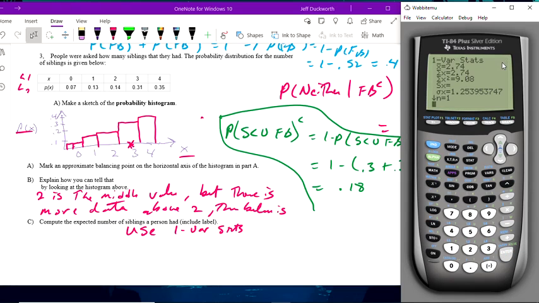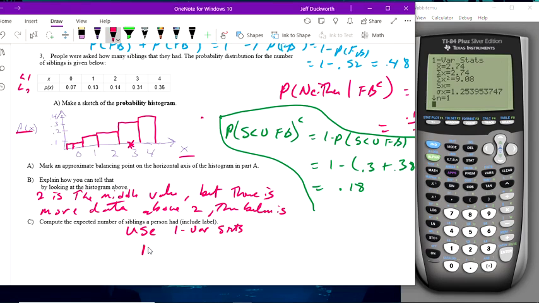So the mean, even though we don't actually have x-bar, it's actually considered mu, that's 2.74 at the top. And the unit or label is siblings. If we wanted the standard deviation, that's 1.254-ish. That wasn't asked. Also, please note there is no Sx because it's not a sample. This is a distribution, so we're using the population standard deviation for that.